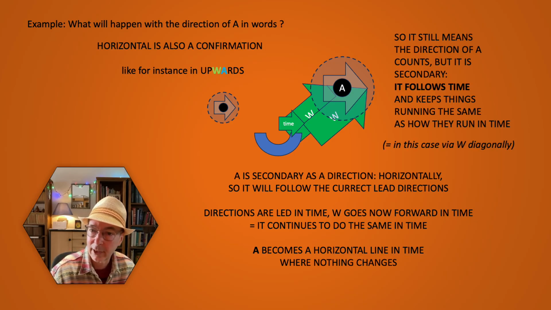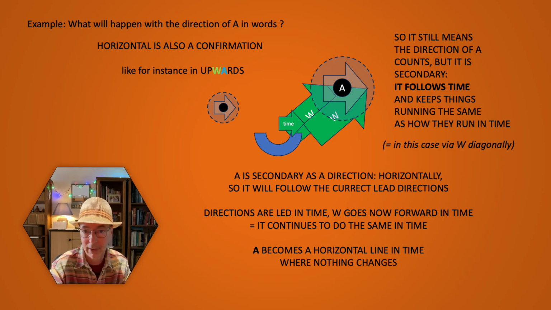It means that the direction of A is respected, it continues to count, and like I said, it's secondary. It follows the time and it keeps things running the same, or how they run in time. And that is the reason why the horizontal direction, seen from the physical plane, is a confirmation of everything, as if everything always remains the same. And in A, that is exactly what we expect it to do.